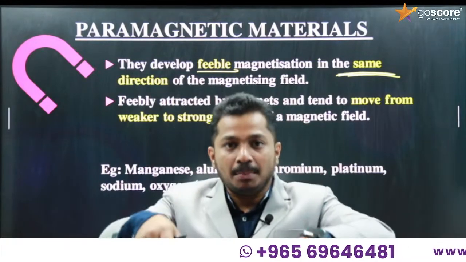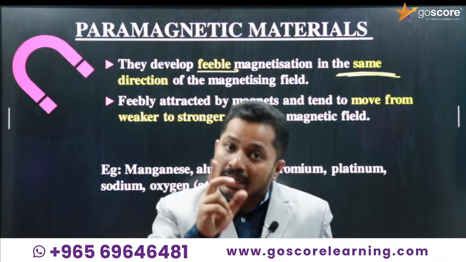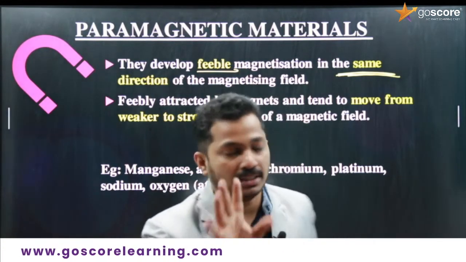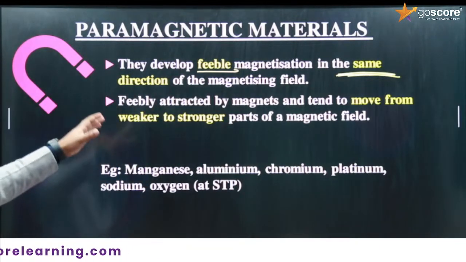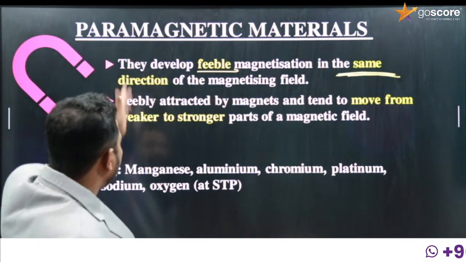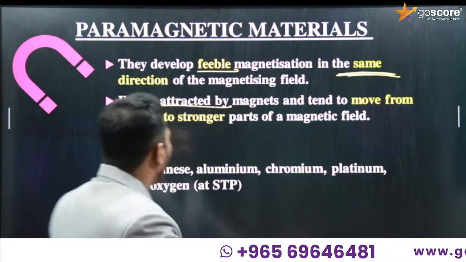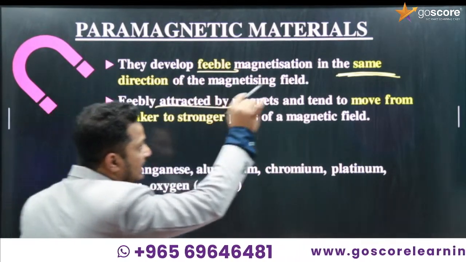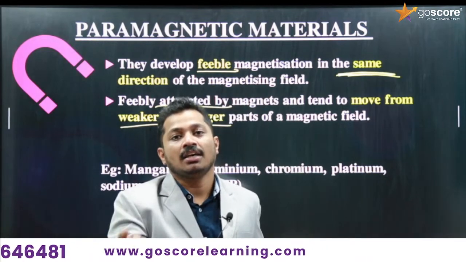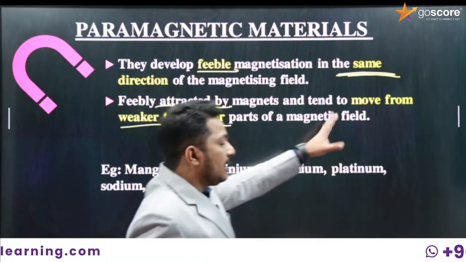Okay, so when a paramagnetic material is placed in an external magnetic field, it will develop feeble magnetization in the same direction. Diamagnetic material will develop feeble magnetization in the opposite direction. That's the difference. So they will be attracted by the magnet. In the case of diamagnetic material, it is repelled. Here it is attracted. That's why I told you to take it in the opposite manner. Feebly attracted by magnets, they tend to move from weaker to stronger parts of a magnetic field. In the previous case, it is stronger to weaker. Here it is weaker to stronger.